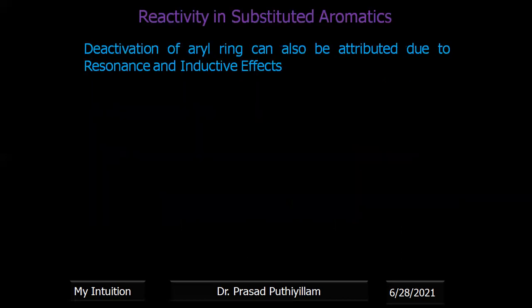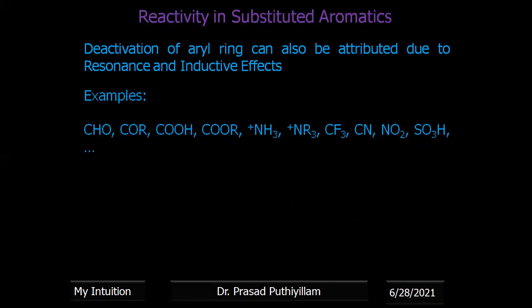Deactivation of the aryl ring can also be attributed to resonance as well as inductive effects, similar to the activation of the aryl or benzene ring. Whenever we say aryl, immediately the benzene name comes to our mind. Benzene is an example of an aryl group or aryl aromatic compound. It is easy to understand the concept with benzene, and then we can go to the higher aromatic compounds.